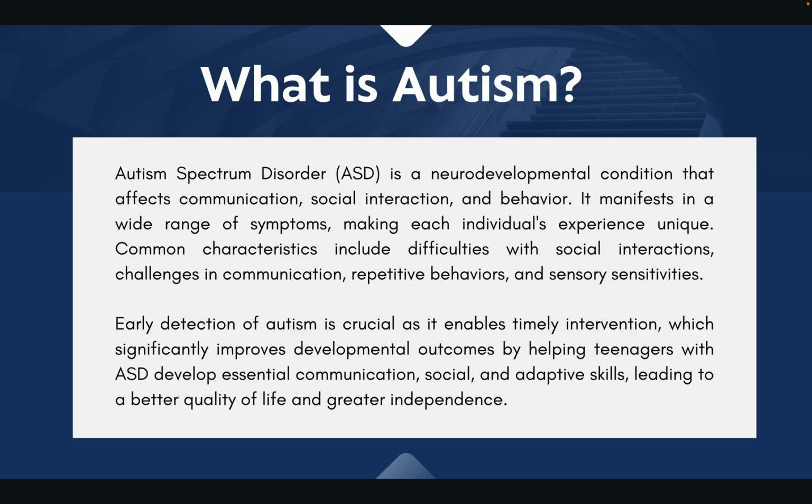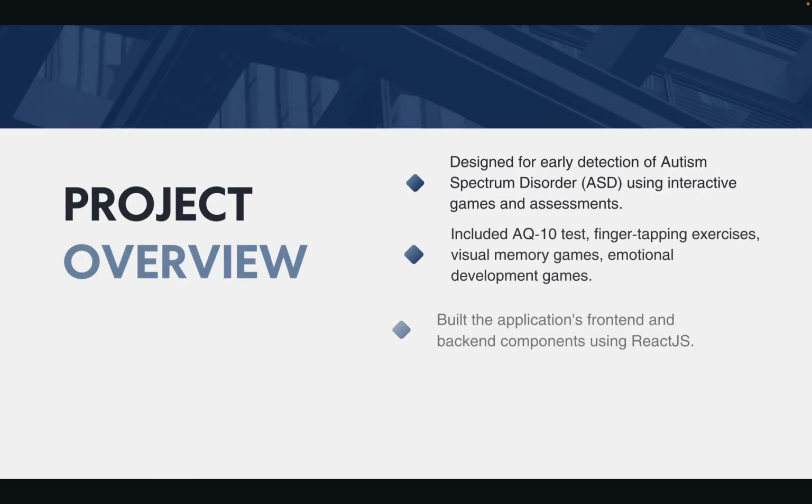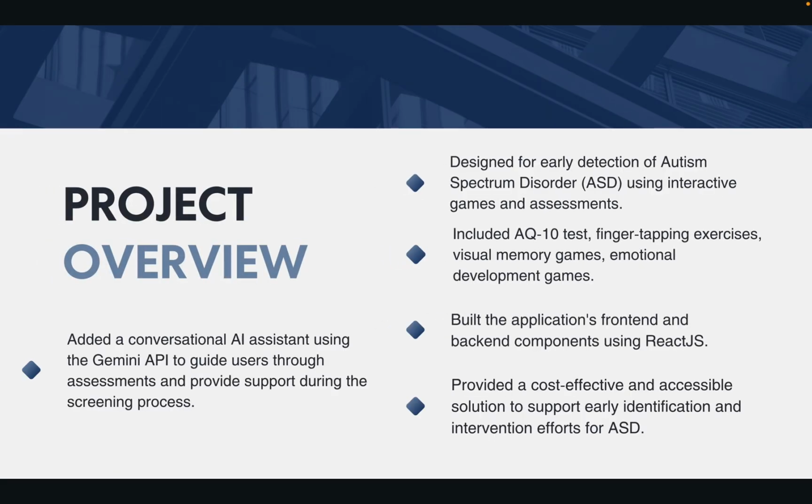Early detection of autism is crucial as it enables timely intervention, which significantly improves developmental outcomes by helping teenagers with autism spectrum disorder develop essential communication, social and adaptive skills, leading to a better life. In our project, we have added a conversational AI assistant using the Gemini API to guide the users through the assessments and provide support during the screening process.